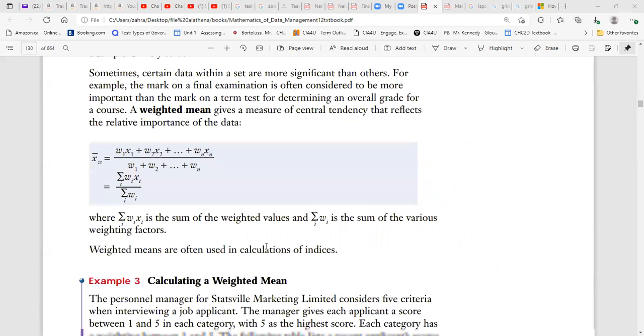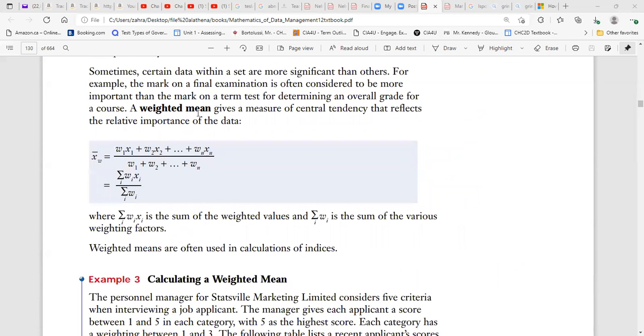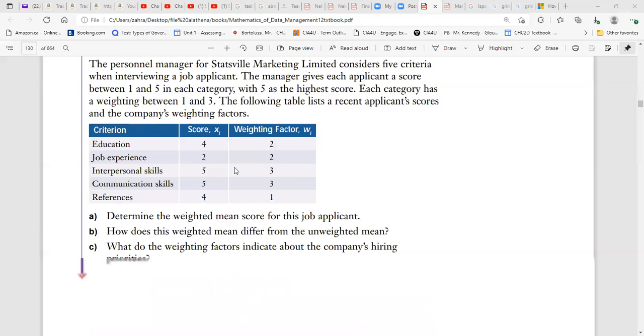Now let's see the weighted mean. The weighted mean reflects how frequently the data happens. To find the mean value, take the weight multiplied by the data, plus the weight multiplied by the data, and so on, divided by the sum of the weights. Okay, let's just do a question.